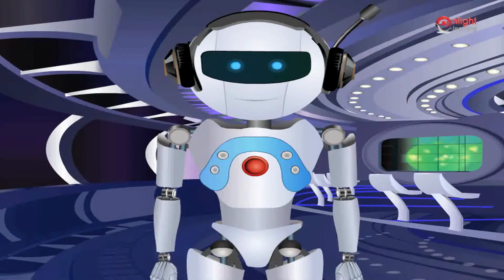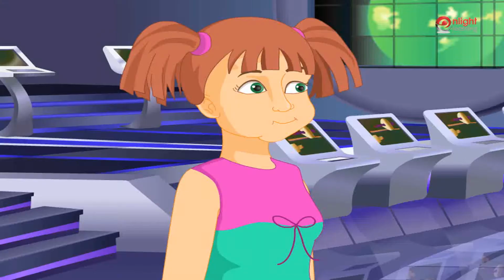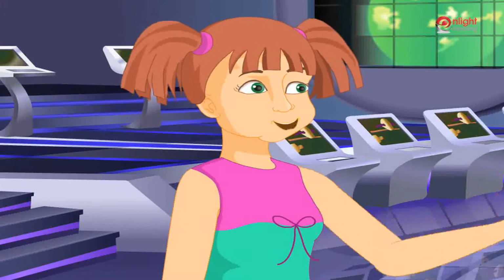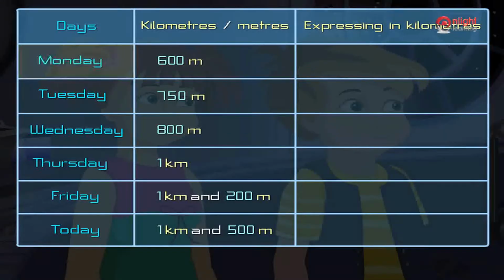Very good. Now that you have learnt about performing addition and subtraction on measurement of length, why don't we solve how many kilometers Akshara ran during the week? Converting all the quantities into a common unit, on Monday, I jogged for 600 meters. Expressing it in kilometers, we get 600 meters is equal to 0.6 kilometers. On Tuesday, I jogged for 750 meters. Expressing it in kilometers, we get 750 meters is equal to 0.75 kilometers.